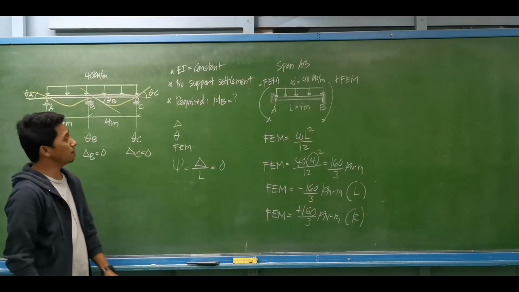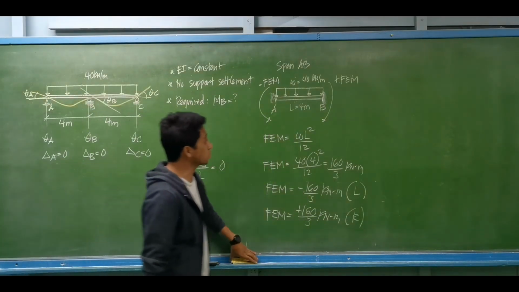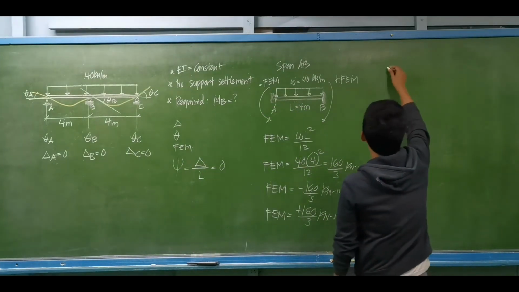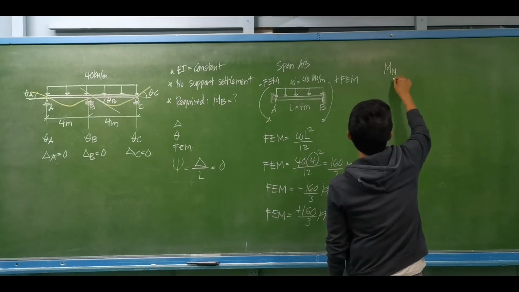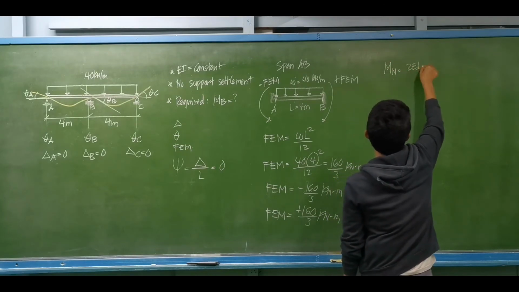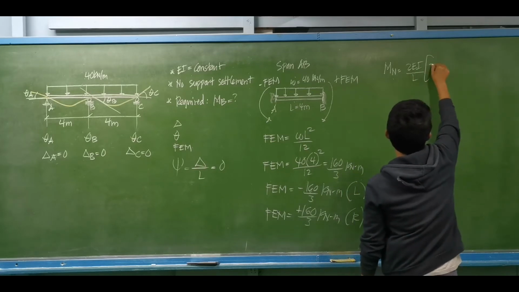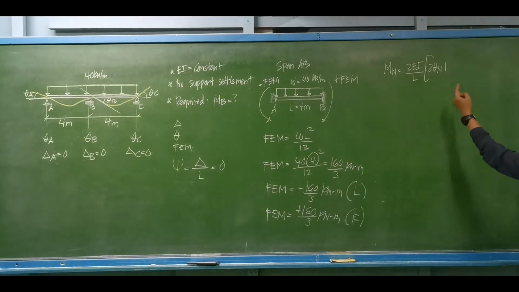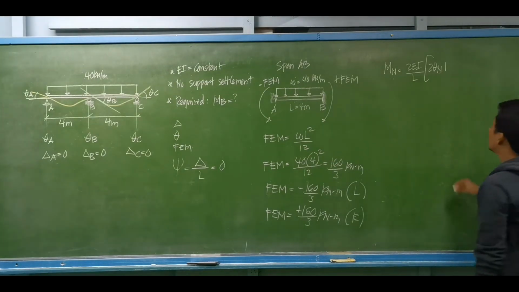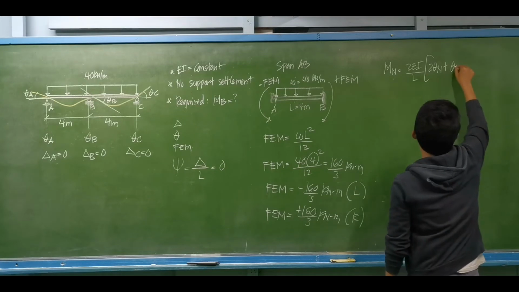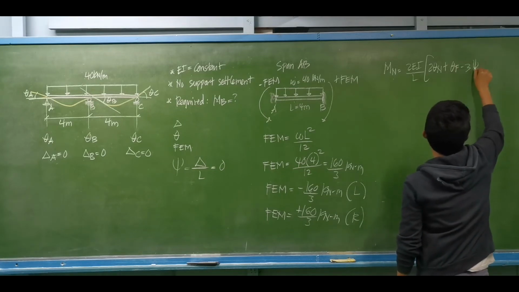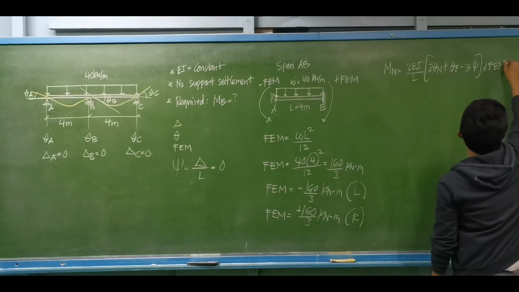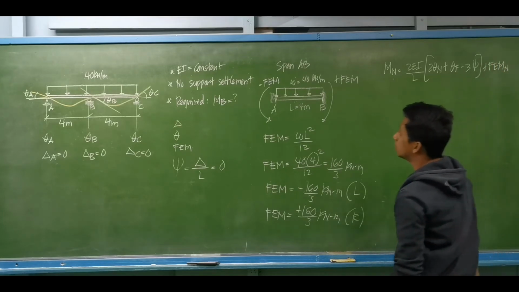Alright? So what is our main equation when it comes to the slope deflection method? The main equation is: the moment at the near point is equal to twice EI divided by length, multiplied by twice the rotation of the near point, plus the rotation of the far point, minus 3 times the chord rotation, plus the fixed end moment of the near point.